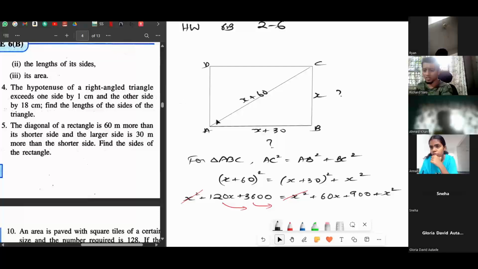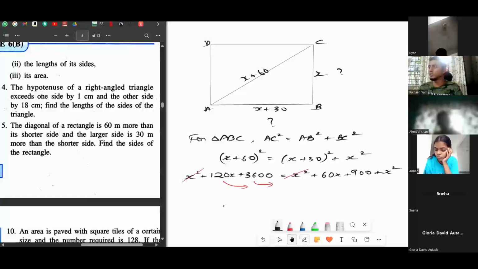So who all got this answer? Only Ryan, you got this? Anyone else? I got the quadratic equation, and then I tried after that. I got stuck there, but this much is right. All this part. You did this? Show me.